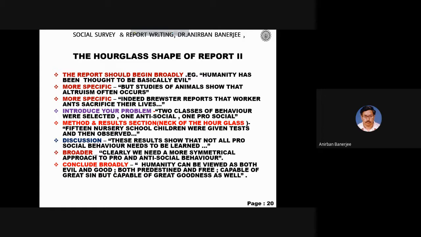Then there's a section known as discussion. These results show that not all pro-social behavior needs to be learned. Then you become broader. Clearly, we need a more symmetrical approach to pro and antisocial behavior. Then you conclude broadly. Humanity can be viewed as both evil and good, both predestined and free, capable of great sin, but capable of great goodness as well. So this is in short the structure of a research report.